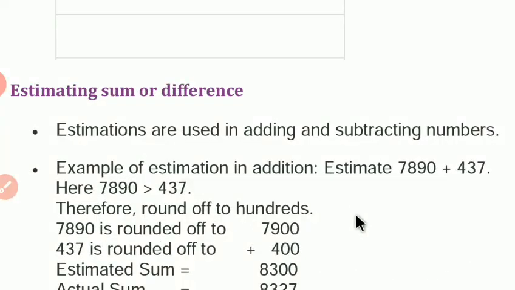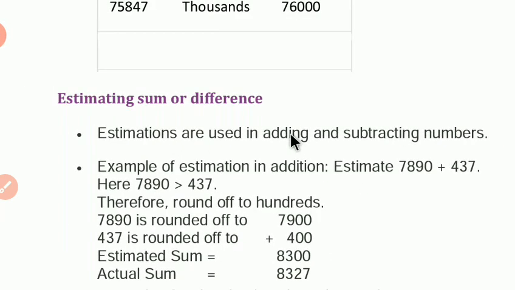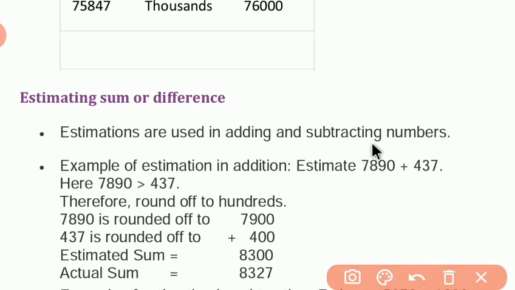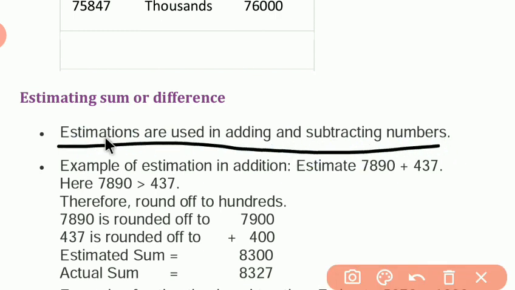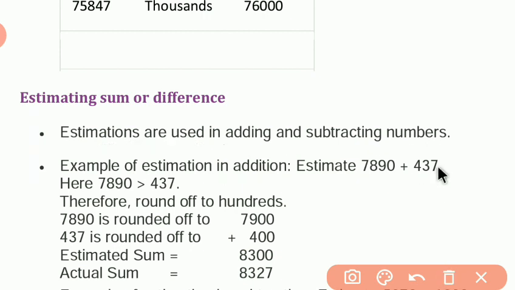Now we will see how to estimate sums or differences. Now we have seen it only for one individual number, but we will see how to estimate a sum if we want to add, or a difference, meaning minus. So estimations are also used in adding and subtracting numbers. Let us understand by some examples. First one, example of estimation in addition. Now we have to estimate 7,890 plus 437.